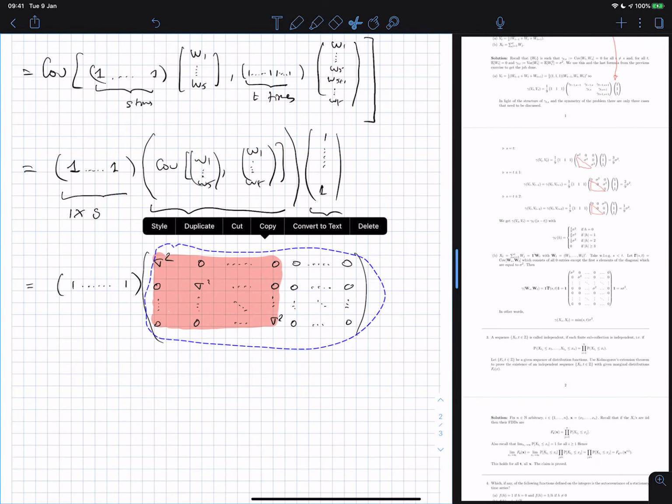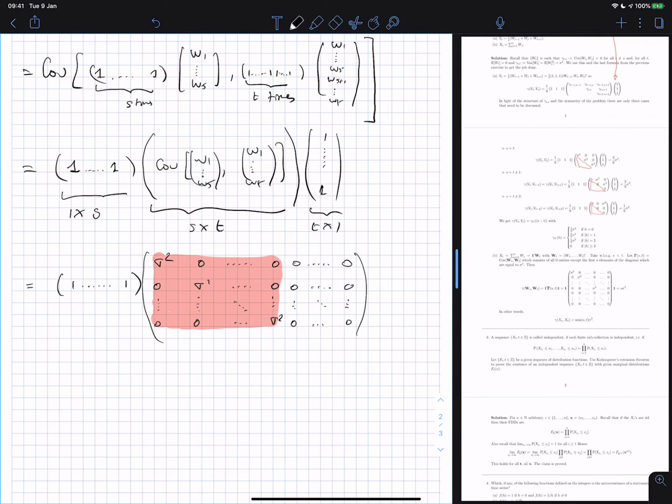It's not a rhetorical question. I'm literally asking you, is this correct? And then I have ones like this. So I have 1 times S lines, T columns, and then T times 1. I have the impression that I made a mistake in my correction then, or at least I have it the wrong way. Does that look okay for everybody?